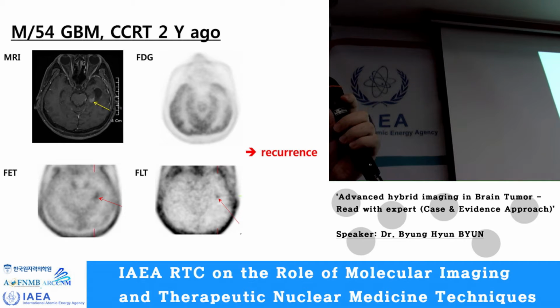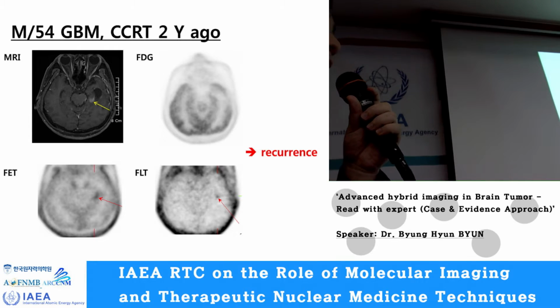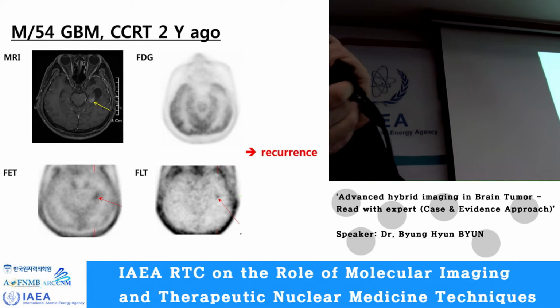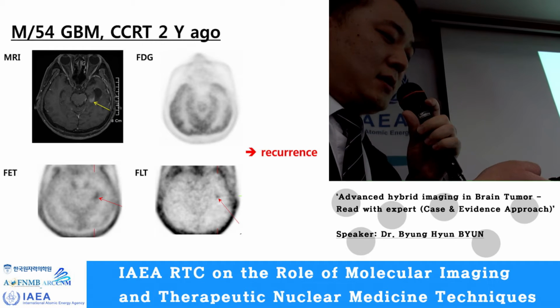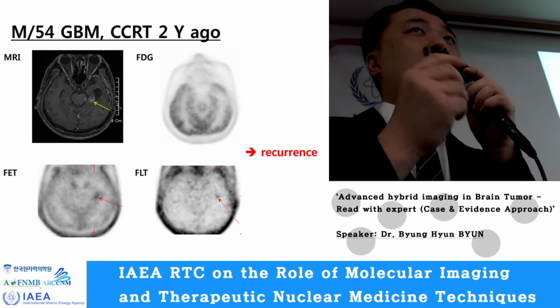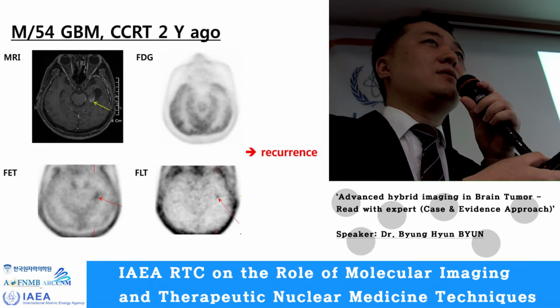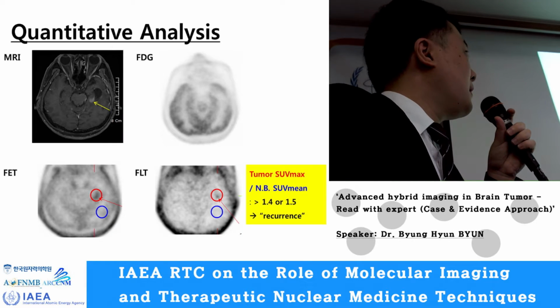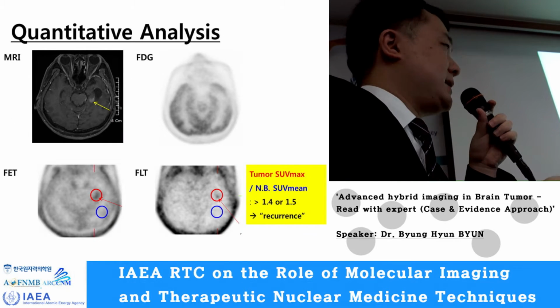When we look at these images, there is a focal increased uptake on FET PET, amino acid PET, and FLT PET here. Based on the visual analysis, we can say that there is an increased uptake. But when there is a moderate uptake, can we say that it's recurrence or radiation necrosis? So we need quantitative analysis.